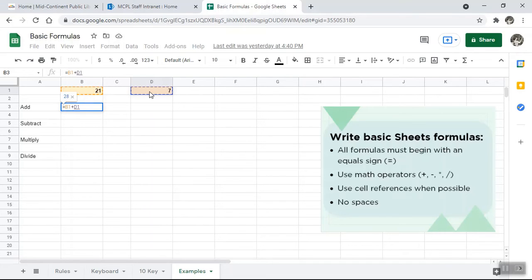Now also notice that this is color coded, so I have kind of this orangey color for B1, and the border around B1 is the same color.